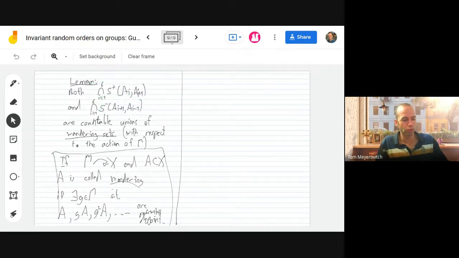Therefore, X gamma 0 is a countable union of wandering sets. Therefore, it cannot support an invariant probability measure. That's the basic argument. Now, I see that my time is almost over, so I will leave time for questions.